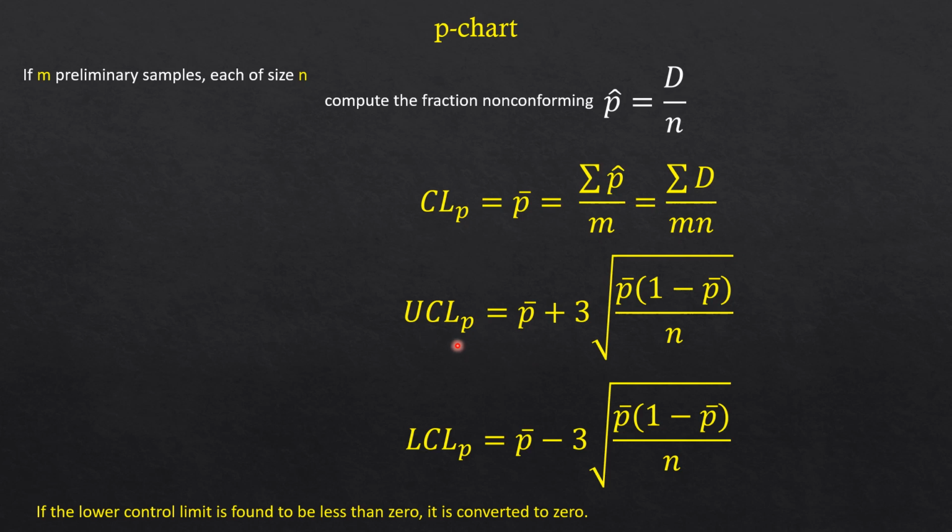Then the upper control limit for the P chart is equal to P bar plus 3 under root P bar multiplied by 1 minus P bar, divided by N. Similarly, the lower control limit for the P chart is equal to P bar minus 3 under root P bar multiplied by 1 minus P bar, divided by N. And we already know that if the lower control limit is found to be less than 0, that is negative, then it is converted to 0.